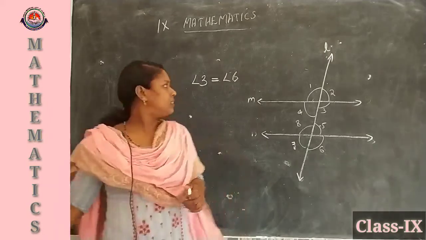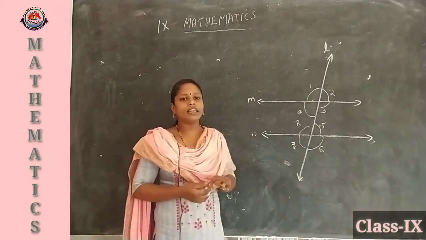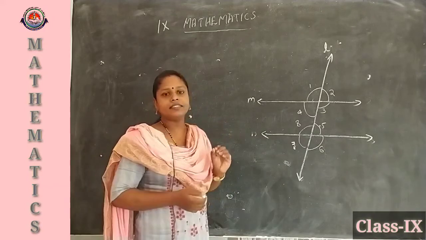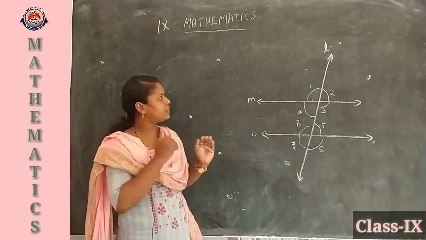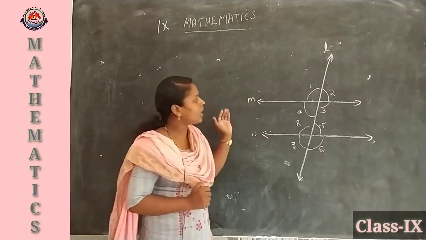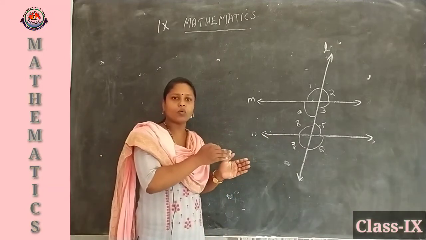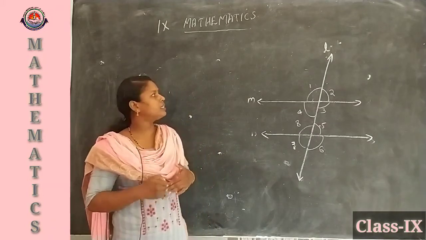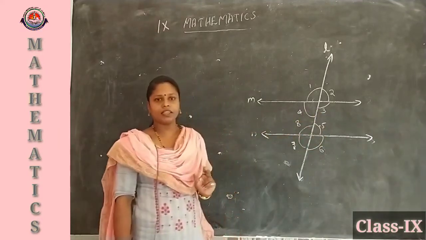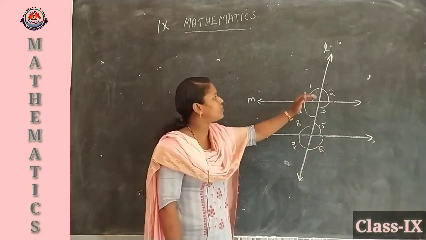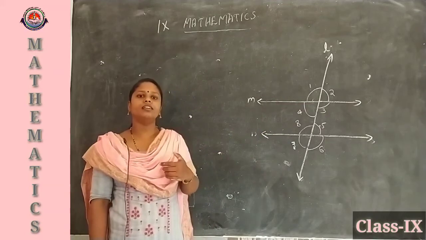Then we can take the same figure, and it is related to alternate interior angles. It is a theorem. If any line is intersecting two parallel lines, then the alternate interior angles will be equal. First we discussed corresponding angles. Now alternate interior angles: here 3 and 8, 4 and 5. These are the alternate interior angles. That is, if a transversal is intersecting two parallel lines, then the alternate interior angles will be equal.